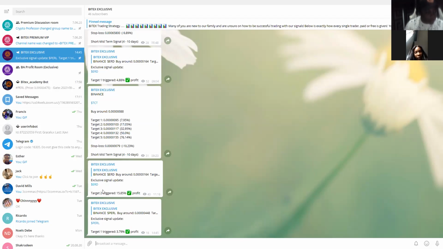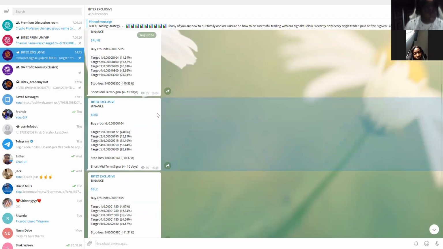Now you can see this ERD. Are you seeing this ERD? Are you seeing my mouse cursor? So now let me go to this ERD. This ERD was posted around August 24. You can see that the check out is trying to tell you a short mid-term signal. So from 24 August to 28, that means 4 days, within that 4 days, they have already done 15%.